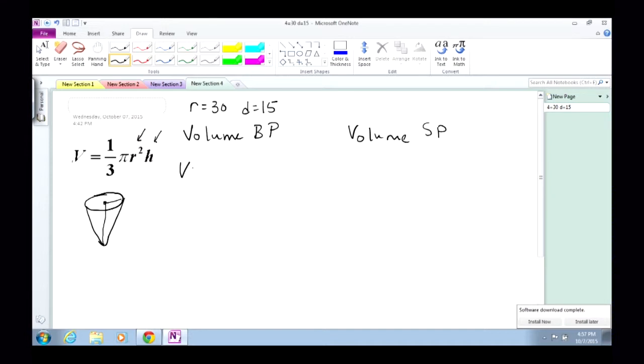So the volume of the bigger cone is going to be 1/3 pi, and we're plugging this in, r squared, so the radius squared, 30 squared, times the height, or in this case, we're talking about a pond, so the depth of that pond. We're going to do some simplifying here, so V equals 1/3 of pi times 900 times 15. And again, I'm probably going to need a calculator for this, so we'll come back to this in a second.